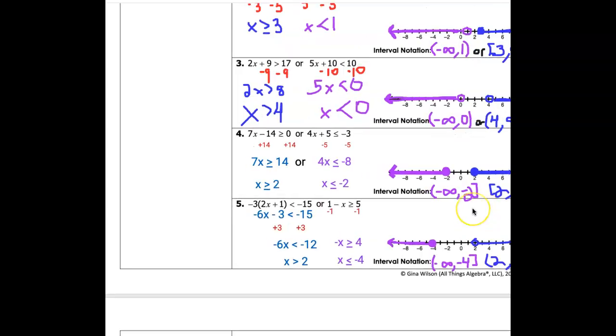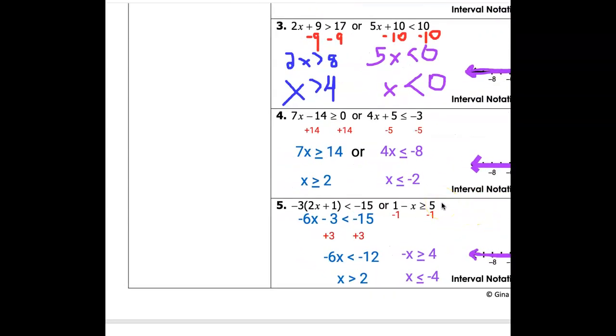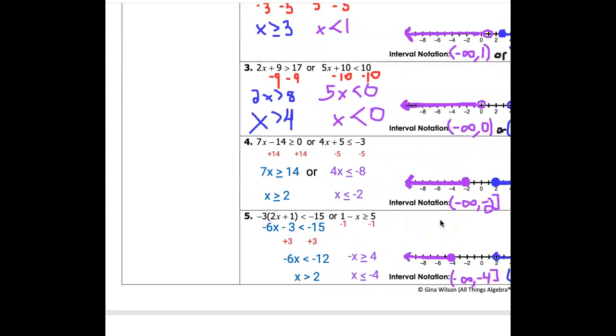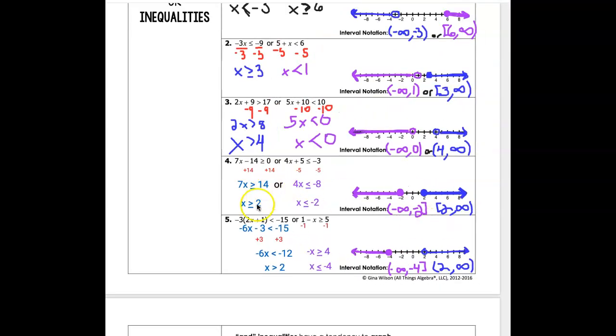All right, so here is what you should have got on those last couple. Sorry, zoomed in on that. For the first one, for number 4, we end up with x is greater than or equal to 2, or x is less than or equal to negative 2. So again, arrows are going to point away from each other.